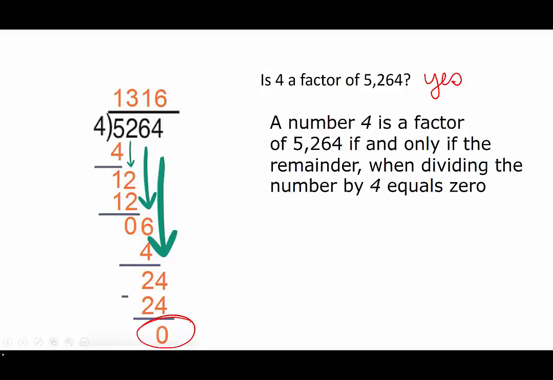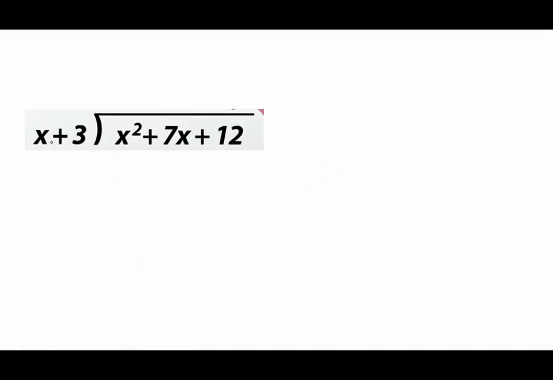The number 4 is a factor of 5,264 if and only if the remainder, when divided by the number 4, equals 0. Now we want to know if x plus 3 is a factor of x squared plus 7x plus 12. So we're going to use polynomial division. X squared divided by x equals x. First step is divide. Next step, multiply. X times x, x squared. X times 3, 3x. So we divide, then we multiply.